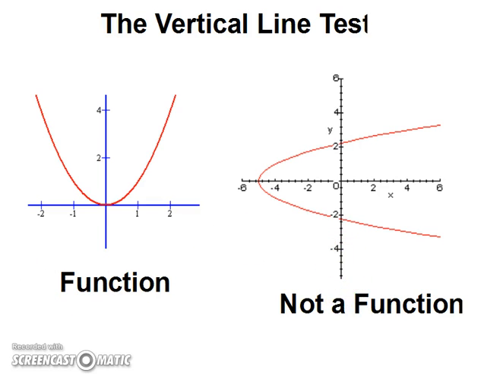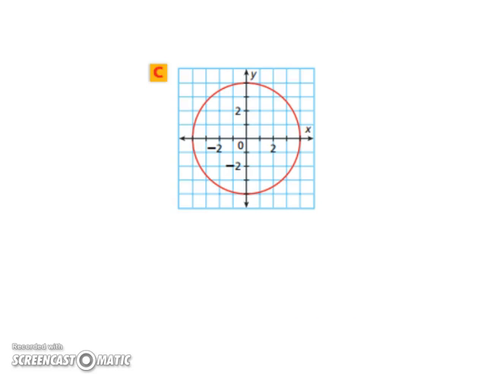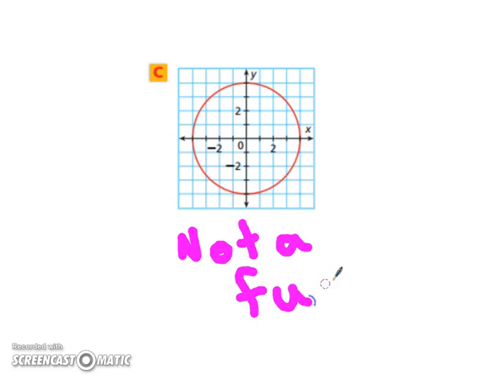So try using the vertical line test on this one. If we draw a vertical line, we're going to hit at least 2 points at least once. So therefore, this is not a function.